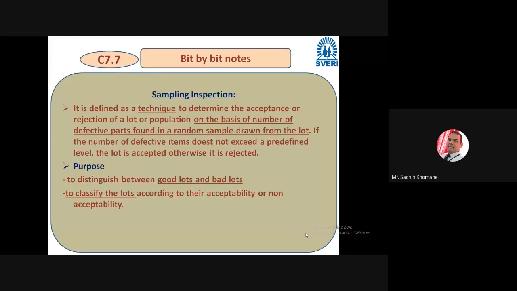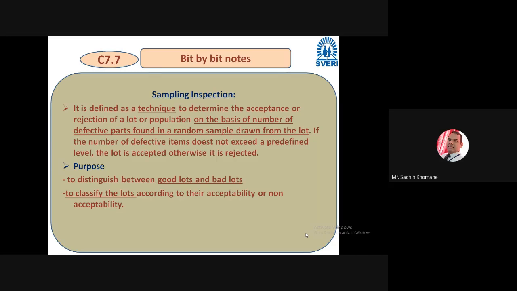Now what is sampling inspection? Again, in detail we will discuss. Basically, sampling inspection is a technique, and on the basis of this technique, the number of defective parts is found in a random sample drawn from the lot. And if the number of defective items does not exceed the predetermined level, the lot is accepted, otherwise it is rejected.